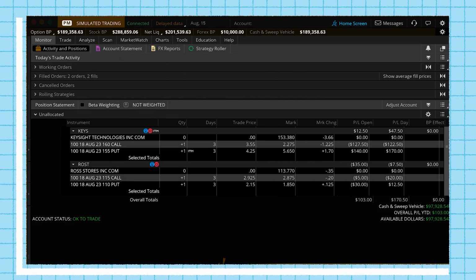All right, here we are again 4 days later. Currently, the strangles are split. Overall, the Keys strangle is up a little more than $12 because the put is offsetting the losses on the call. However, Ross is showing losses on both contracts. Let's look at the charts to see why.